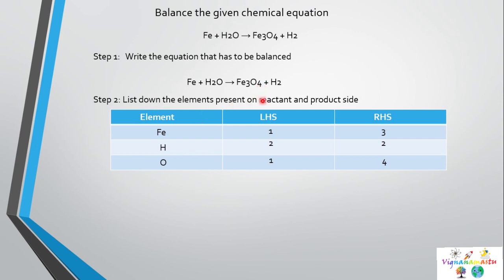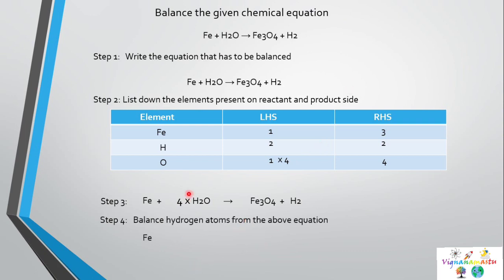So in Fe3O4, as I told, Fe we will keep for last. So let's start with oxygen. So here in the LHS you have to multiply by 4. So when you do that, you get Fe plus 4H2O giving Fe3O4 plus H2. Now what? Next, what to do? Let's look at hydrogen.